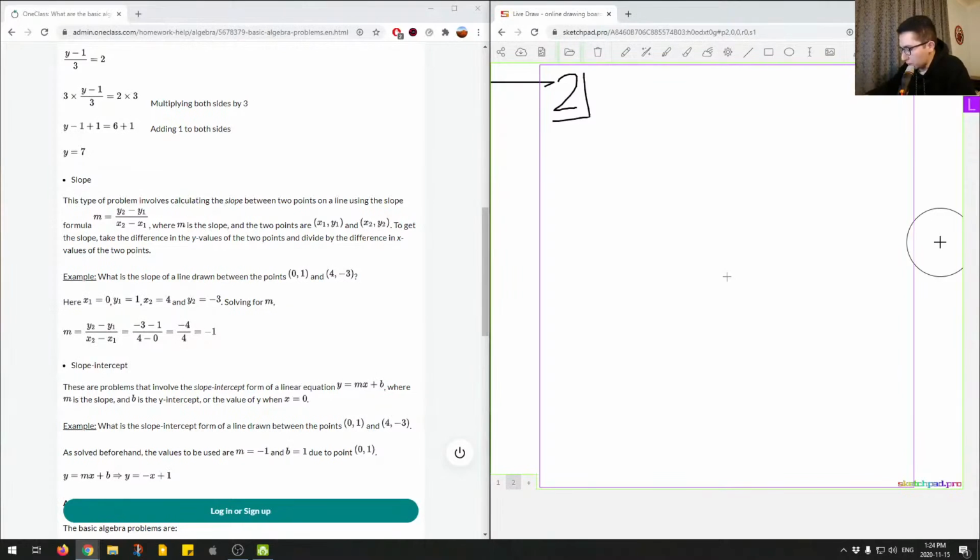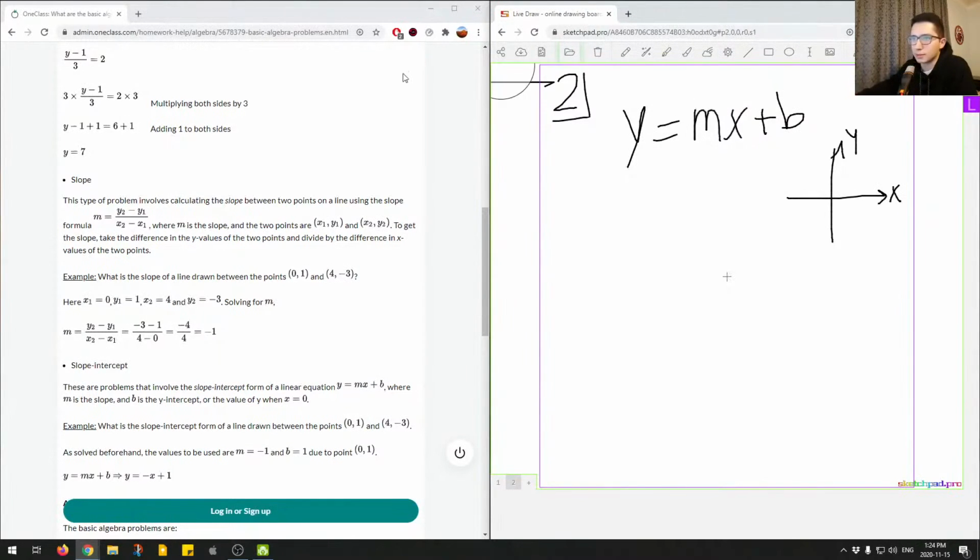So we know the equation for a line is y equals mx plus b. So m is a constant, b is a constant, y is a variable, and x is a variable. And the x, y variables are just the ones on the coordinate diagram. So we'll have an x-axis and y-axis.